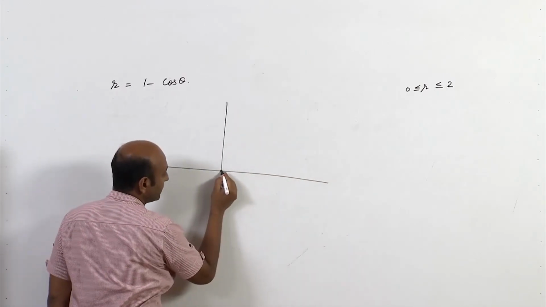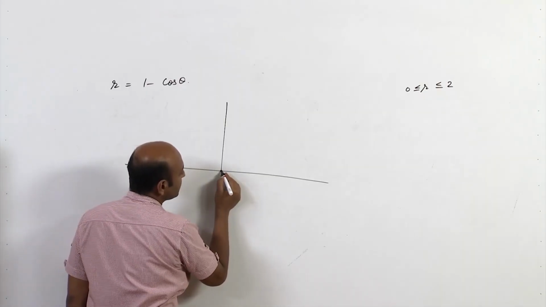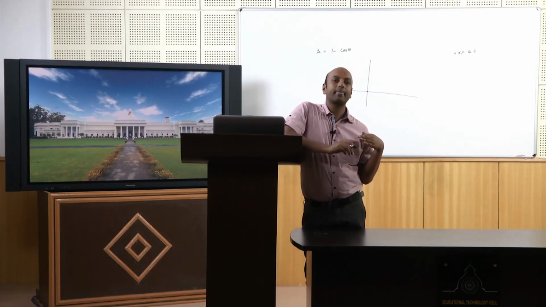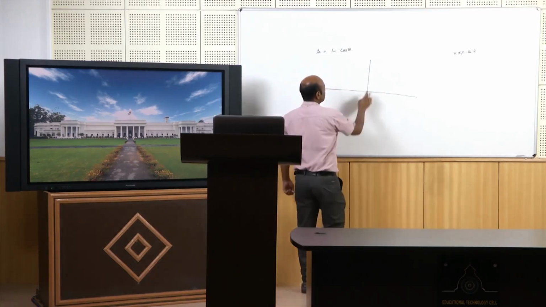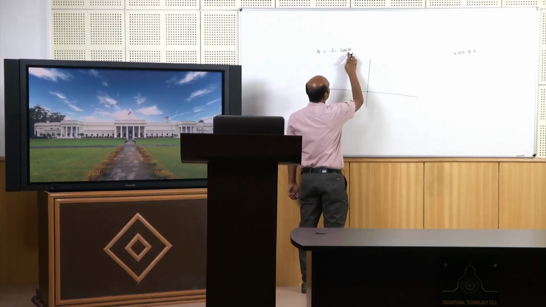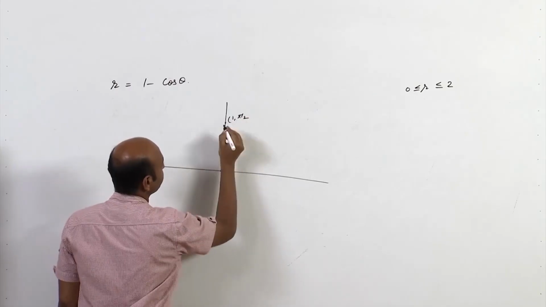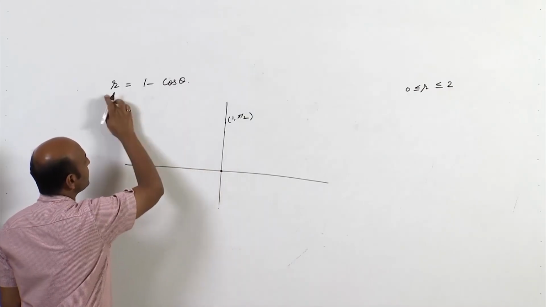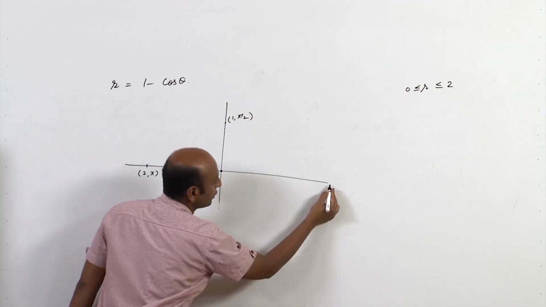Now this is origin, this is pole. At pole the curve is touching x axis, because slope is 0. Slope is 0, that means it is touching x axis. Okay. And at theta equal to pi by 2, r is 1. So suppose this is 1 comma pi by 2. And at theta equal to pi, r is 2. So suppose this is 2 comma pi, because here theta is 0 and here theta is pi.